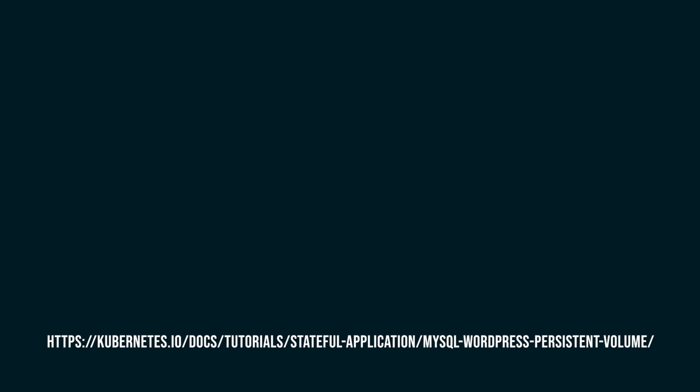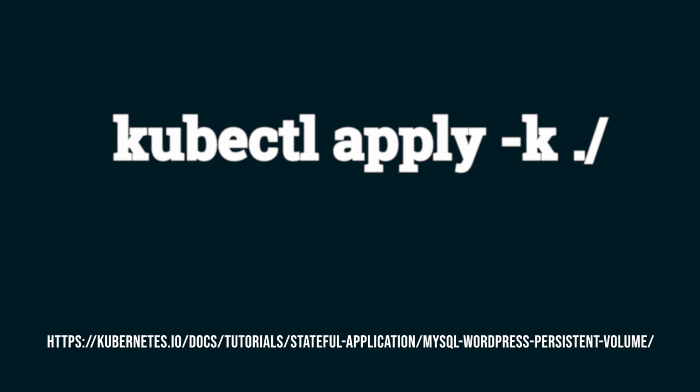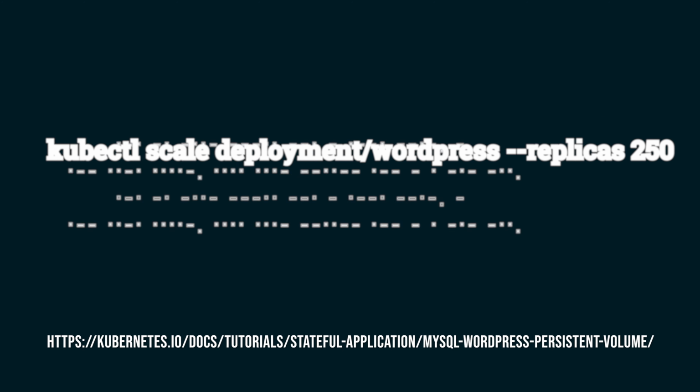Now, what I want to talk about is what I'm running. I'm running the MySQL WordPress example from Kubernetes. And all you have to do is kubectl apply -k. And that's really easy. It's using Kustomize. That's what the -k instead of -f is for. And it just deploys a WordPress front end with a MySQL backend, which I thought was a good general example.